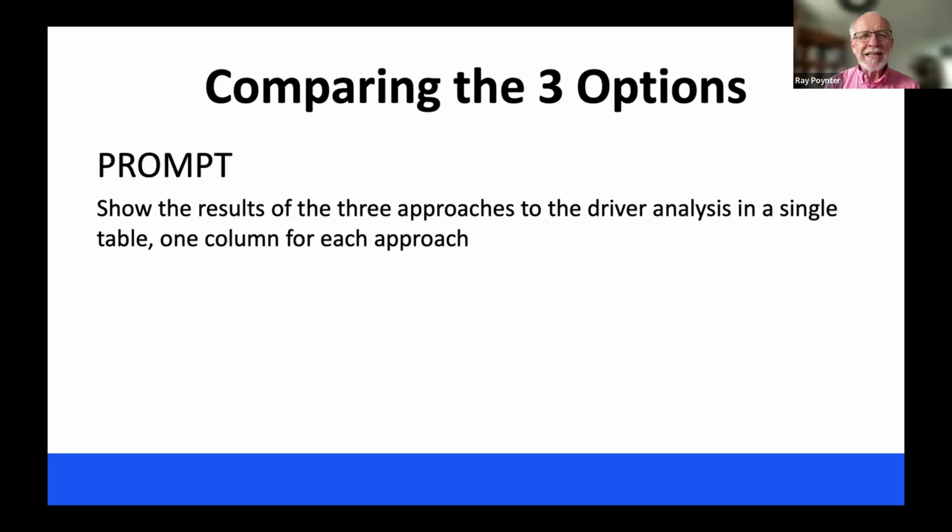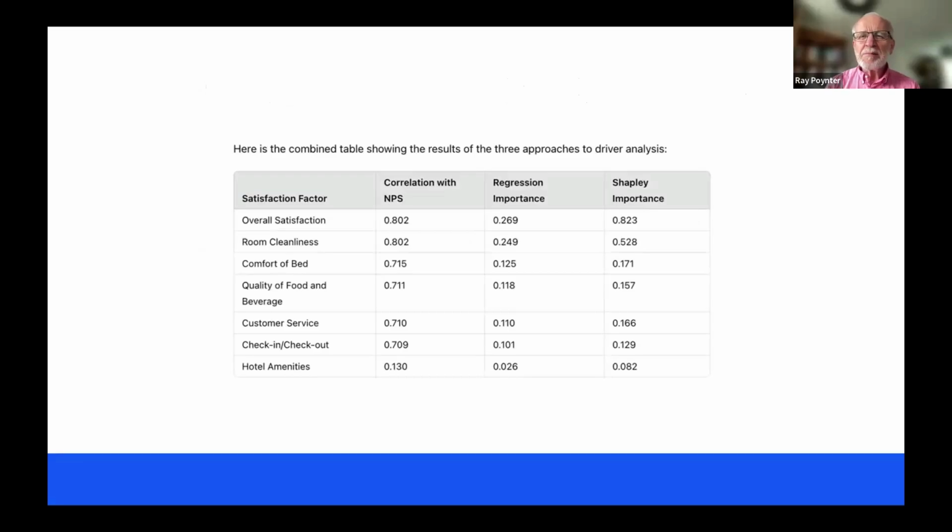So I can then ask it to show me the results of the 3 approaches side by side. And despite the really red flag on using regression analysis, what we see is that there is broad similarity between the 3 approaches. Overall satisfaction is really important, not surprisingly, and I'm going to come to that point in a moment. Room cleanliness up there, and hotel amenities really, really low in that process.